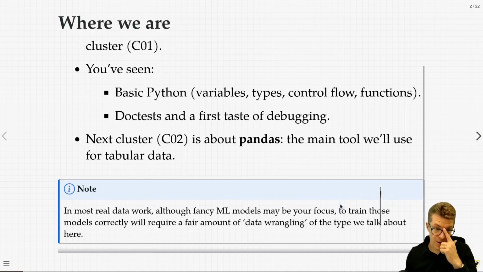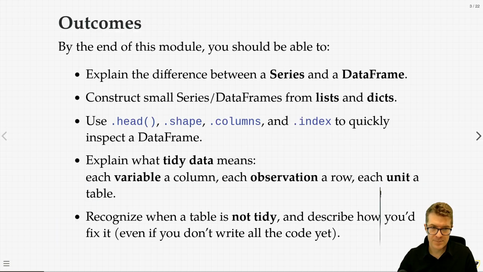I want to mention that all of this is a step-by-step service of our long-term goals. In real data science work, most of what we're going to be doing is fancy machine learning models, and we're going to focus on experimentation around those. But in order to do that, we're going to need to train those models from data, and in order to get those data in a form that's configured properly and pre-processed correctly, we're going to have to do a lot of data wrangling, and that data wrangling is usually done with pandas.